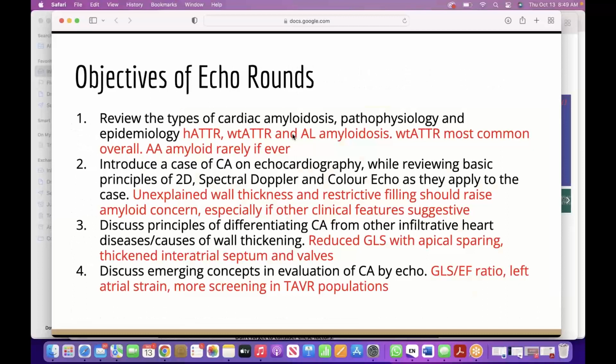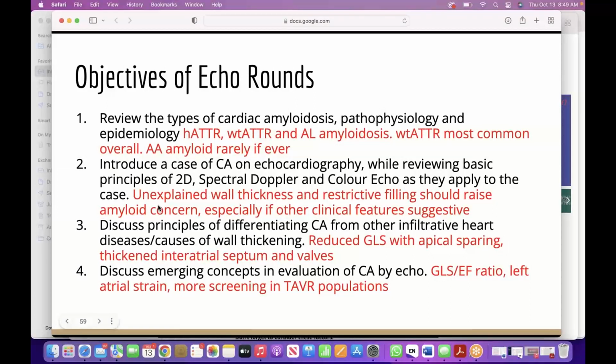So I just wanted to wrap up by going back to the objectives. We reviewed the types of cardiac amyloid today, and discussed that wild type ATTR is the most common that we'll encounter clinically, but AL amyloid and H-ATTR are also significant. And this patient did end up having H-ATTR.